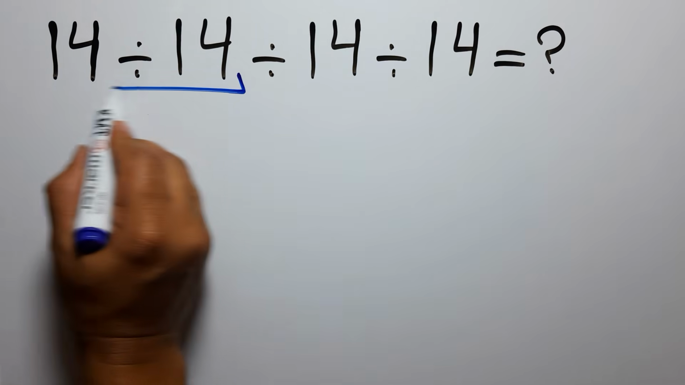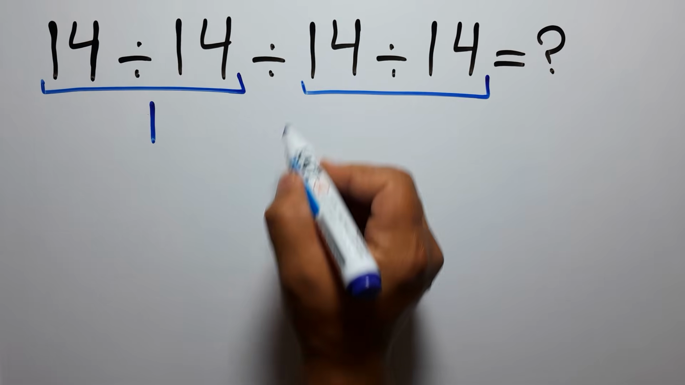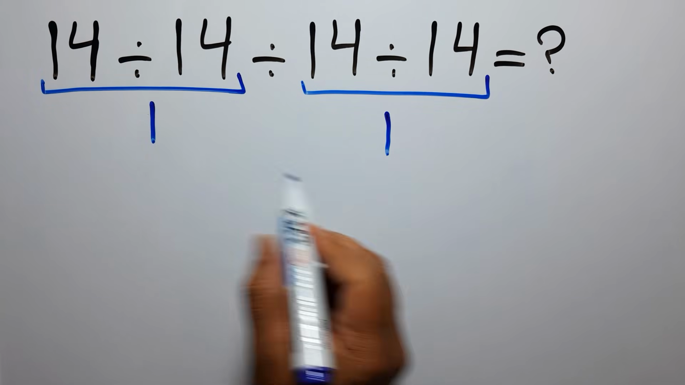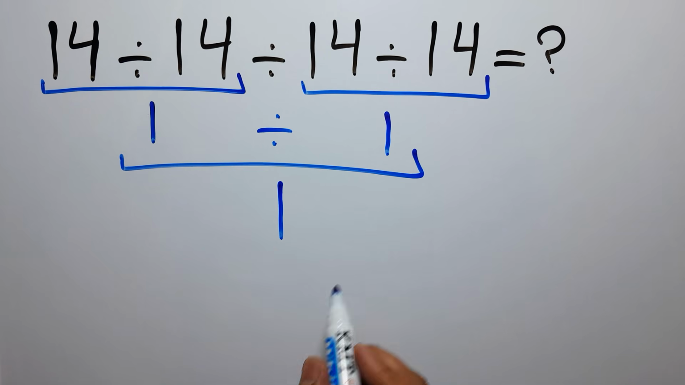14 divided by 14 gives us 1. And again here we have 14 divided by 14. So 1 divided by 1 is just 1. But this answer is not correct.